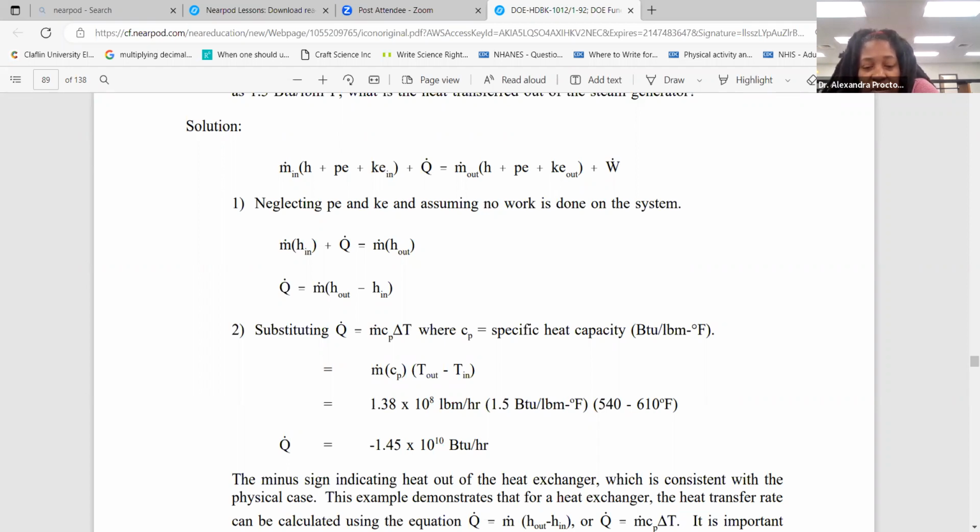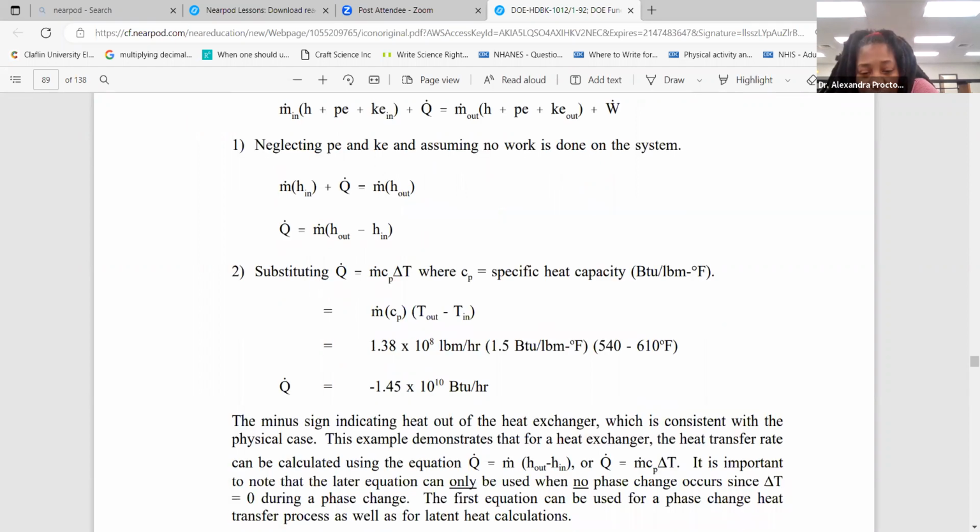So this example shows you that the heat transfer rate in the heat exchanger can be calculated by using the equation Q is equal to m times (h out minus h in), or Q can be calculated using the equation m c delta T. It's important to note that the latter equation can only be used when no phase change occurs, since delta T is equal to 0 during the phase change.